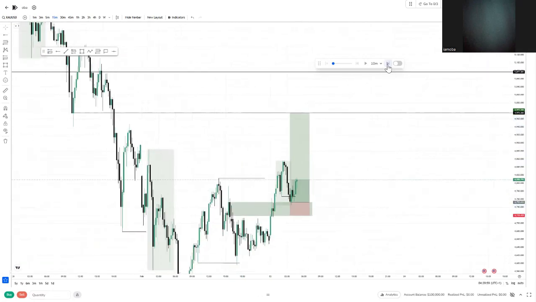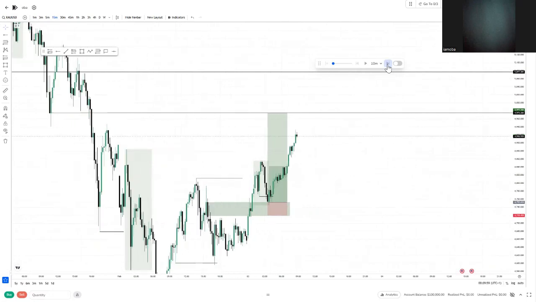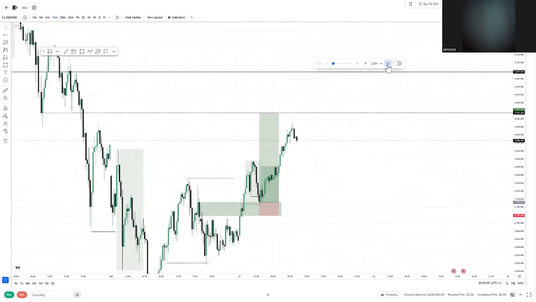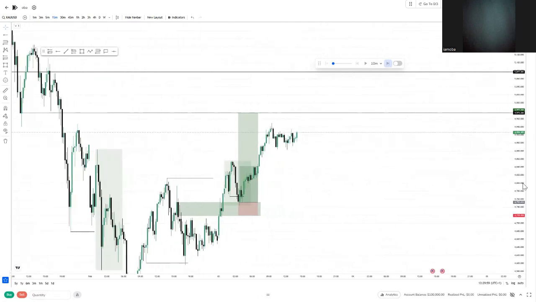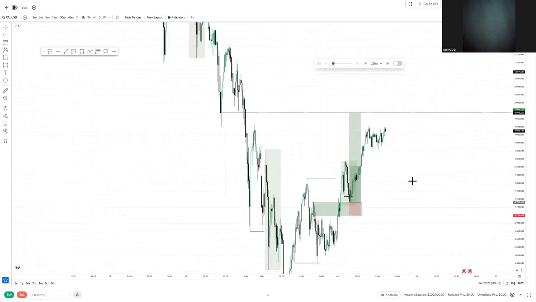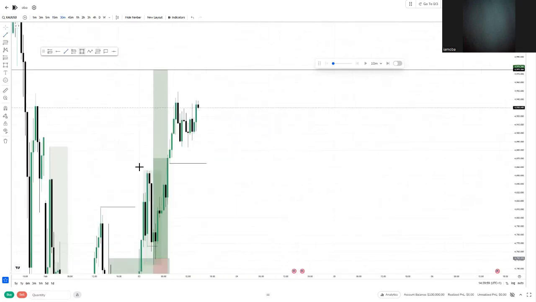Boom. What do we do again? Displacement of price, and we printed a low. On the 30 minutes time frame, you can see another clean breaker block. So it is that simple. Once you know what you're looking for in price, it is that simple.